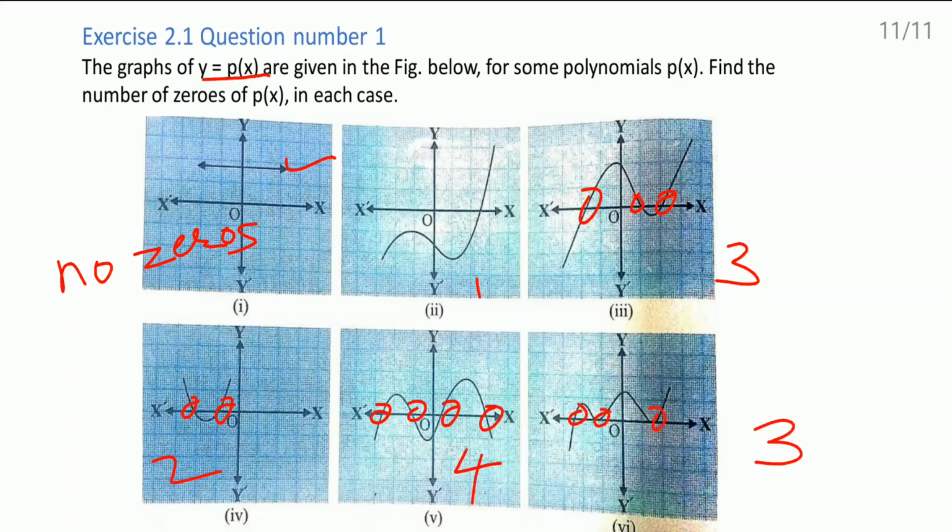Just look at the graph. How many times is it intersecting the x-axis? Count, write down the number of zeros, and that's all. Correct? I hope all of you understood this one.